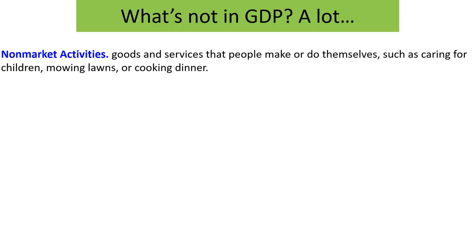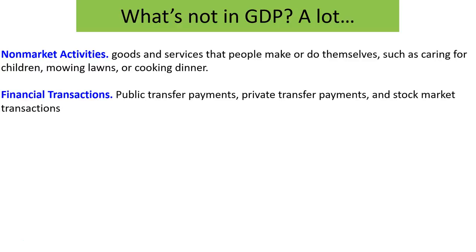So the first thing is what we call non-market activities. This is goods and services that people make or do by themselves, like caring for kids, mowing lawns, cooking dinner. This is stuff that is really helpful, but it doesn't create a dollar value. Next thing is financial transactions. If we have transfer payments between the government and a person or between a business and a person, stock market transactions, those aren't going to count in GDP because they're not how much we made this year overall.